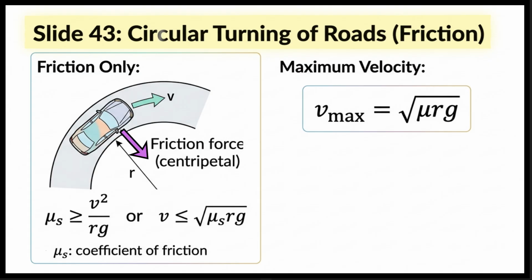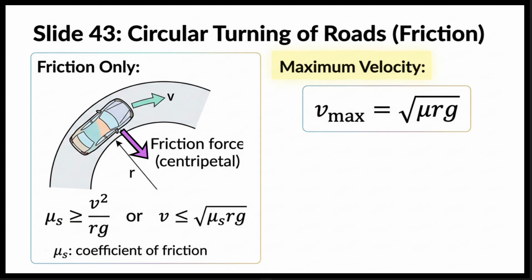When a car turns on a flat, unbanked road, the centripetal force comes entirely from static friction between the tires and road surface. The diagram shows the friction force arrow pointing inward toward the center of the curve. For a safe turn without sliding, the condition is the coefficient of static friction must be greater than or equal to v squared over r times g. Rearranging gives the maximum safe turning speed as the square root of the friction coefficient times r times g.